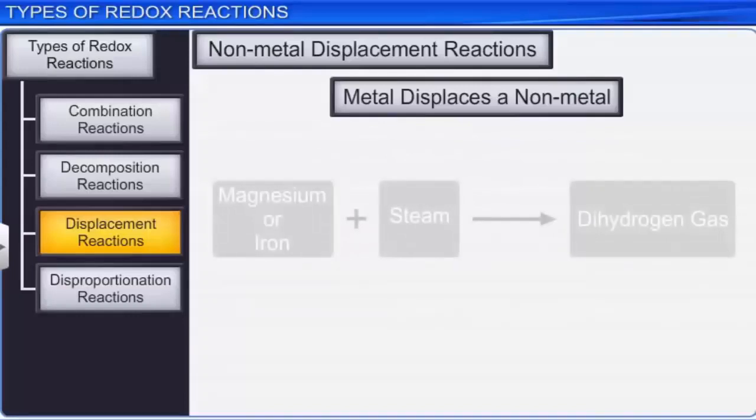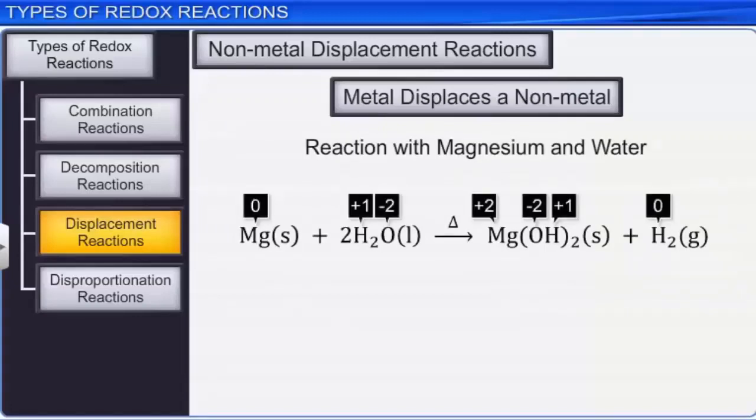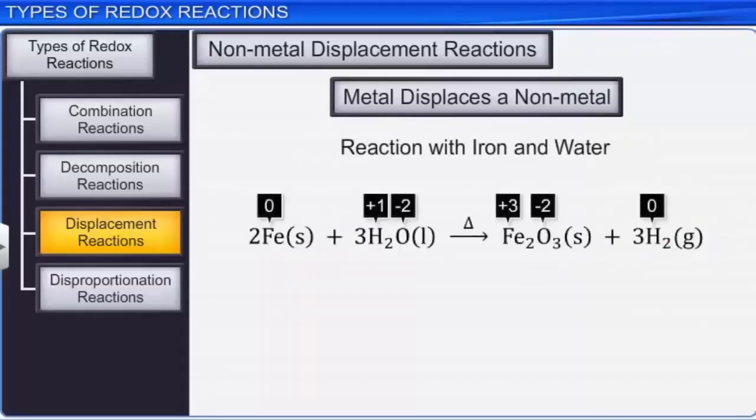Less reactive metals like magnesium and iron react with steam to produce dihydrogen gas. For example, magnesium reacts with steam to produce magnesium hydroxide and hydrogen gas. Similarly, iron reacts with steam to form iron 3 oxide and hydrogen gas.